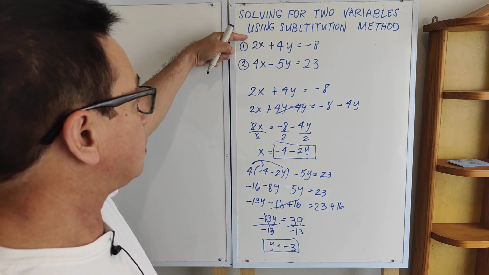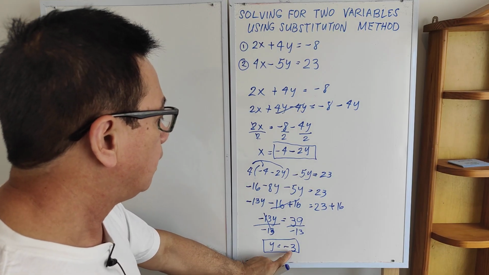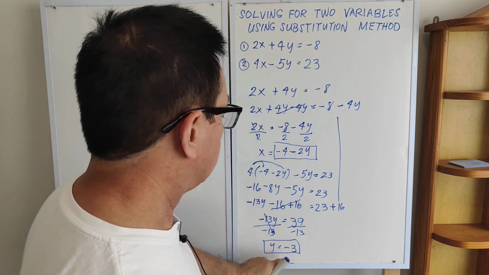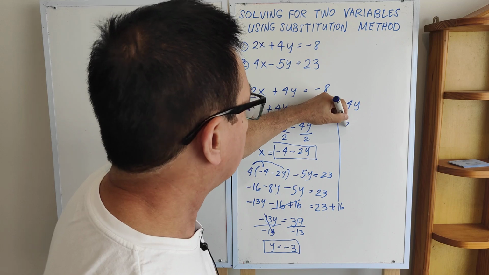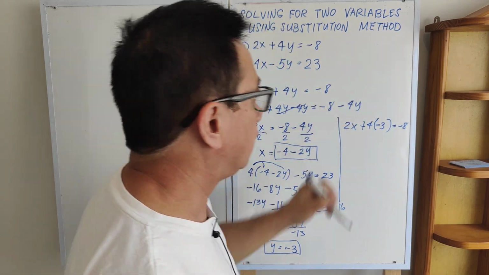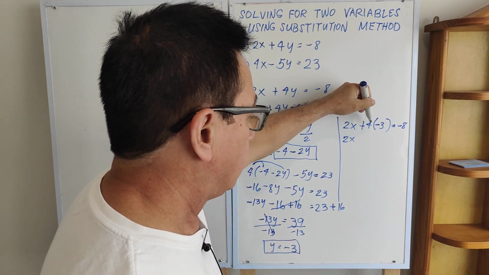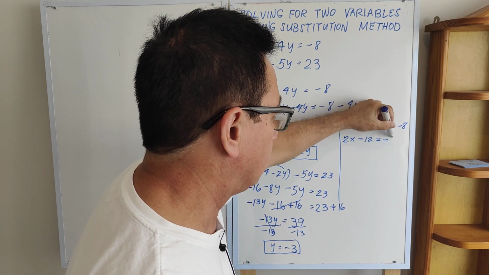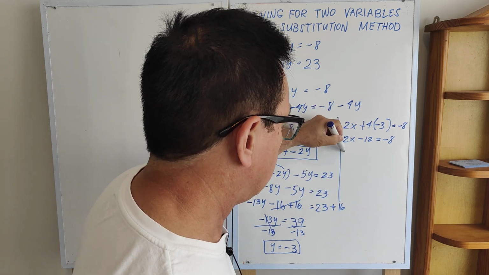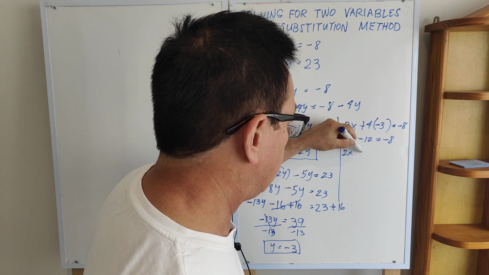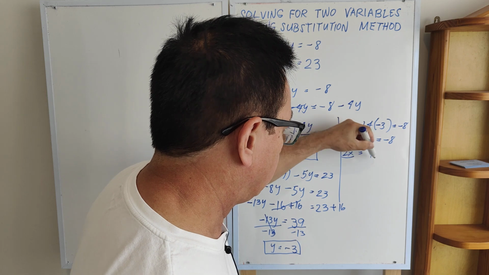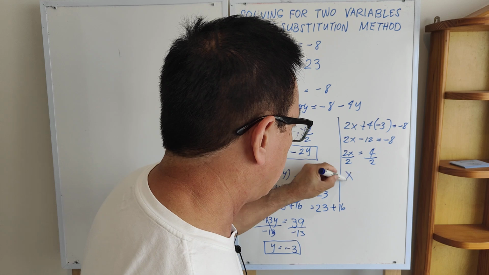Now we can use either equation to solve for x. So let's put negative 3 on the first equation. So instead of y, we will put negative 3. So we have 2x plus 4y, which is negative 3, is equal to negative 8. So 2x, and 4 times negative 3 is negative 12, is equal to negative 8. Now we want to remove this one, so we add 12 on both sides. 2x will become negative 8 plus 12, it will be 4. So to remove 2, we divide both by 2. So x is equal to 2.